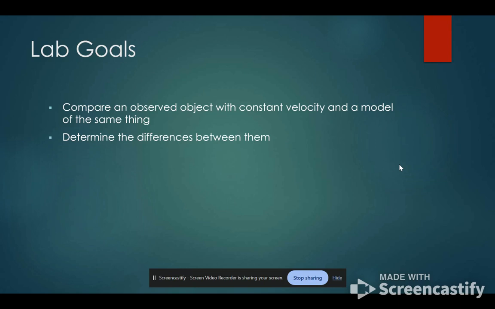The goals of this lab were to compare an observed object with a constant velocity to a model of that object acting in the same conditions with the same initial force. And the goal is to determine the differences between the observed object and the model object.